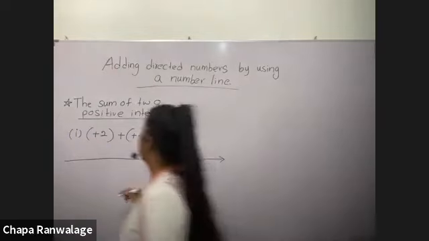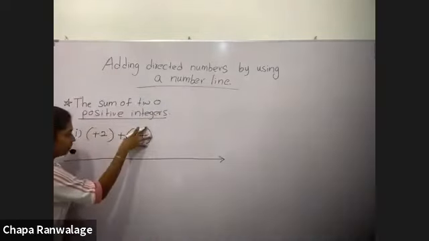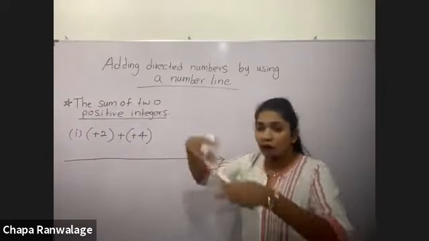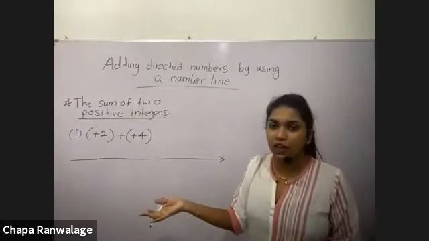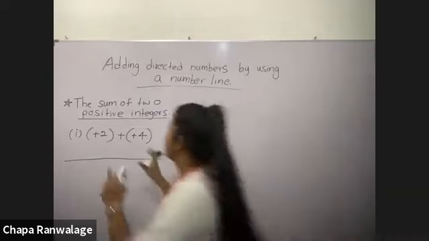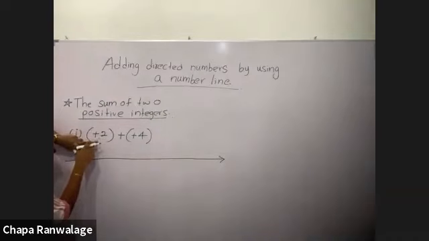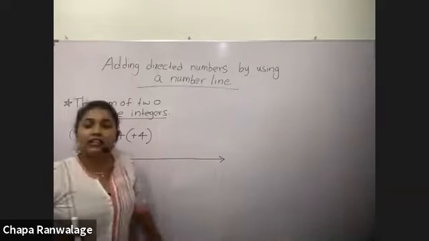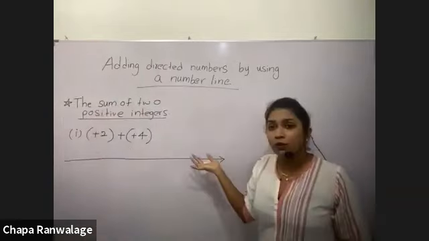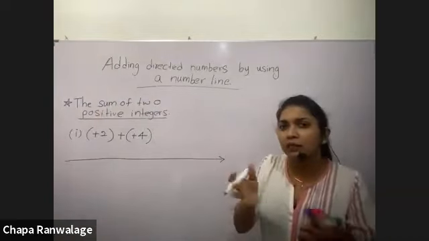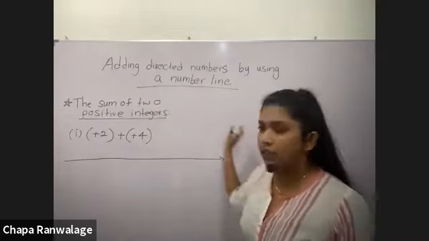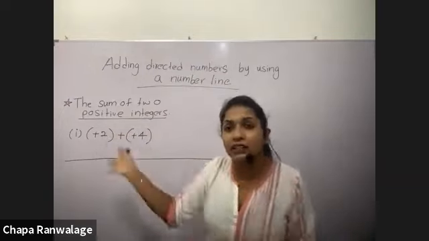Now both this one and this one are positive. Both are positive, so our result also will be positive. What is the direction of this one, +2? Right side or left side? Right side. That means the right side of the zero. Both this one and this one are on the right side of the zero.